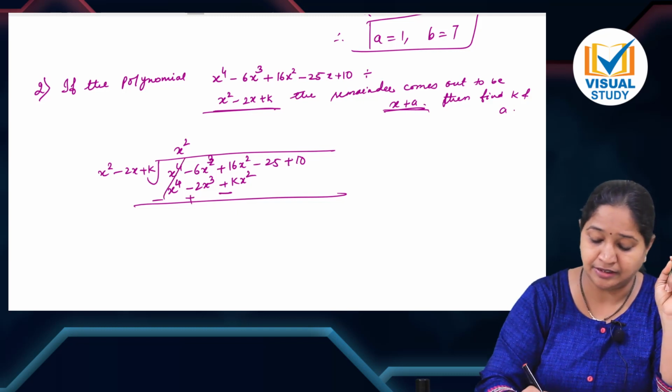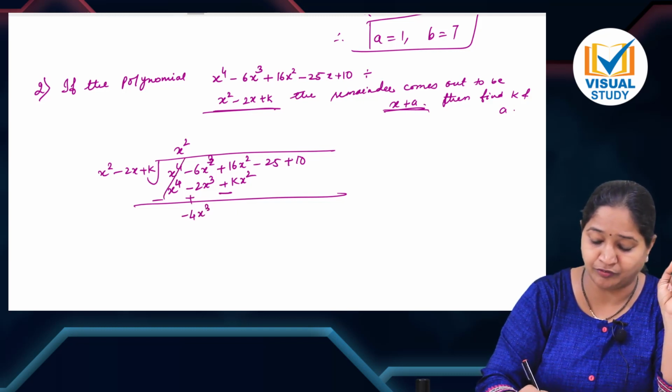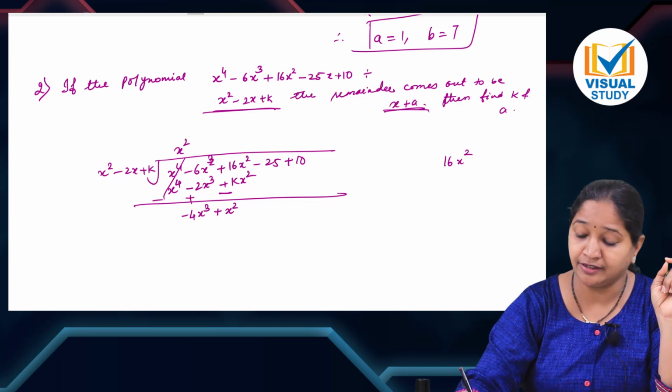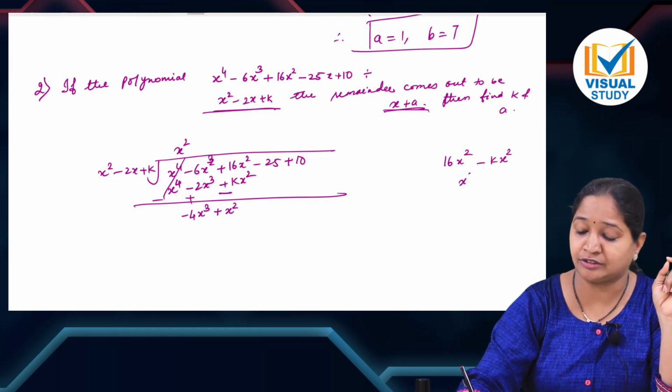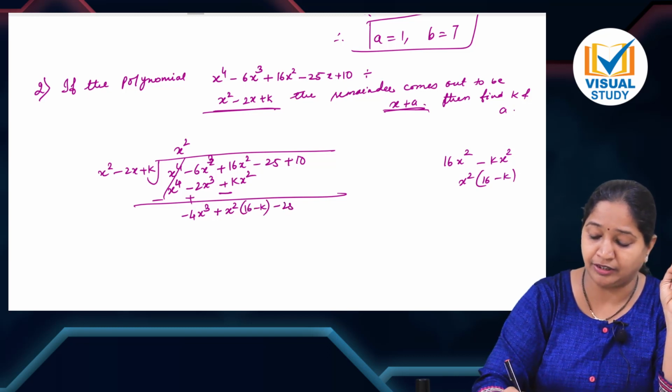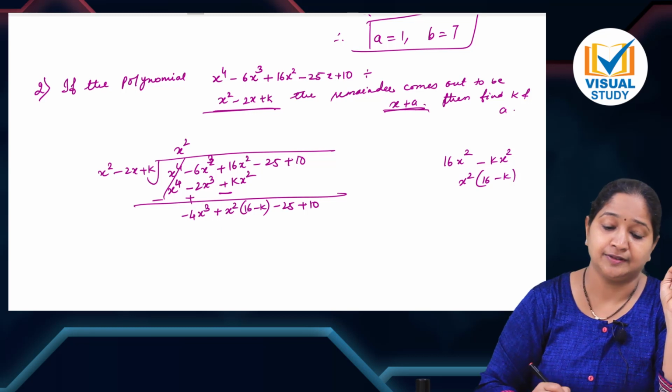This gets cancelled. You get here minus 4x cube plus x square. Same thing, 16x square minus kx square. x square is common, and 16 minus k. So you get 16 minus k, minus 25x plus 10.